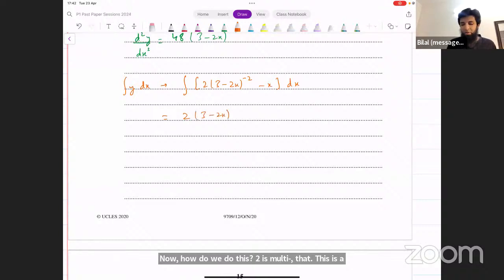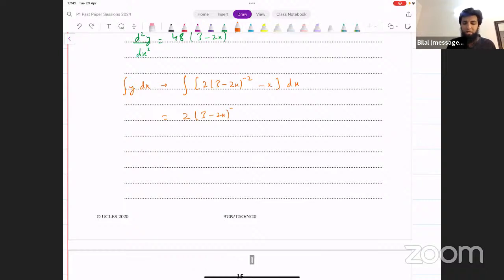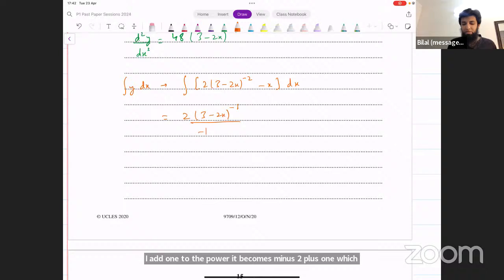Add 1 to the power, it becomes minus 2 plus 1, which is minus 1. Divide by this new power, which is minus 1. Divide by the derivative of what is inside, and that's minus 2. That's the integration of this first term.